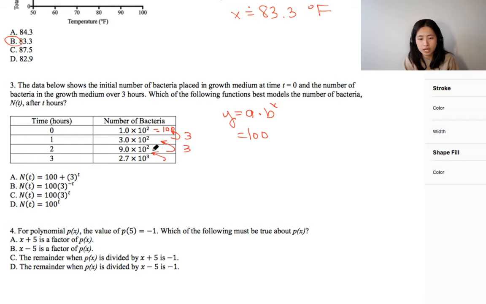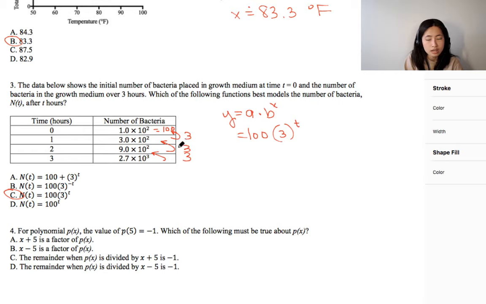And same thing for this one. If you divide 2.7 times 10 to the power of 3 by 9 times 10 to the power of 2, let's try that. You're going to get 3 as well. So as you can see, there is a common ratio, which is 3. That's why your b is going to be 3, and that's raised to the power of t, because we're saying that your x is time. All of your x values would be time in that case. So that's why it's C.